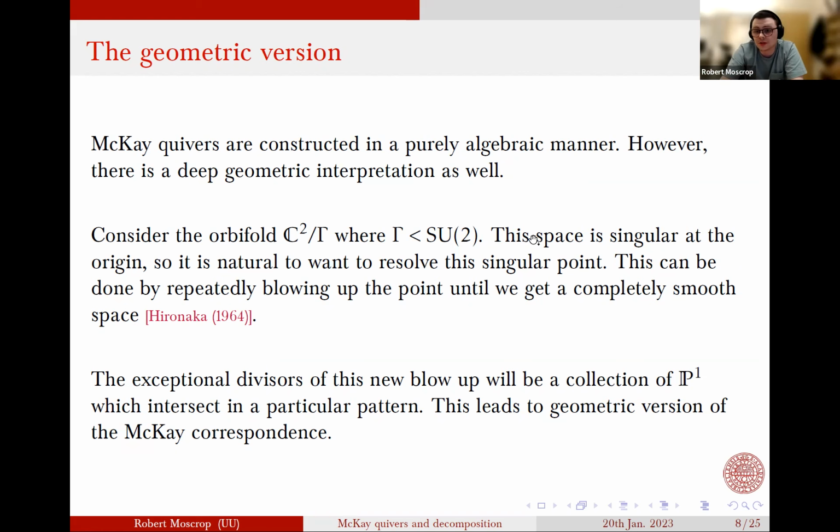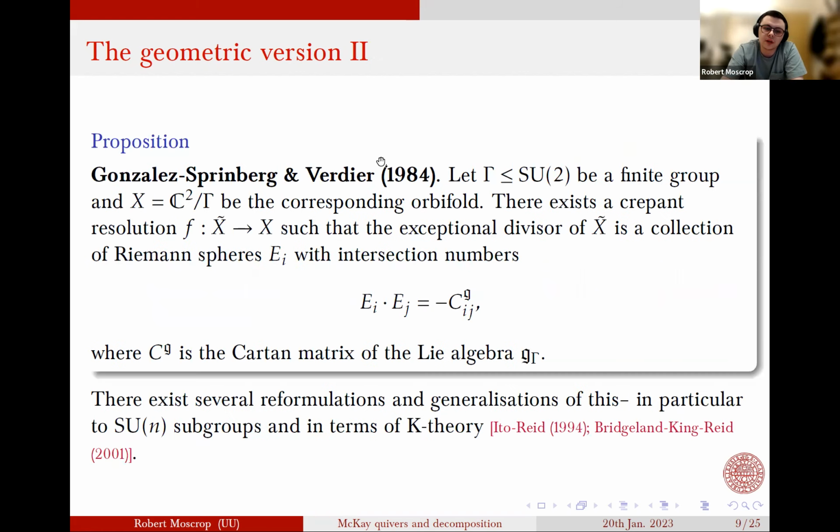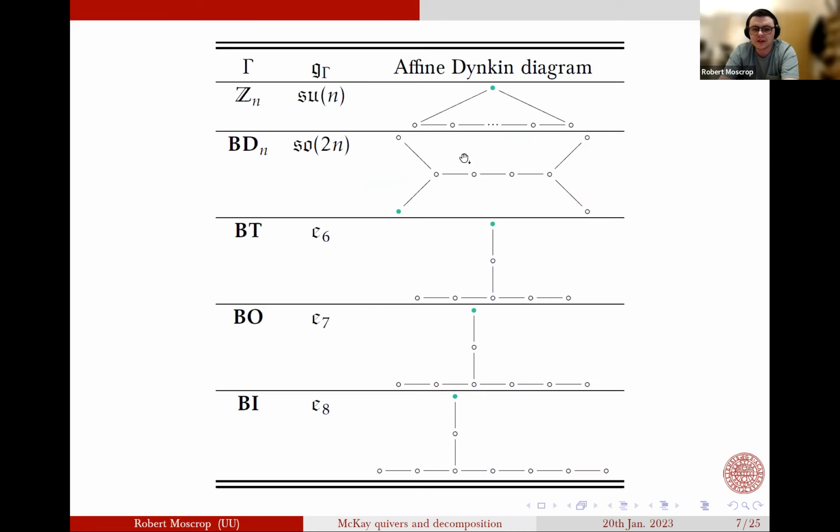And this is exactly the geometric version of the McKay correspondence. So in 1984, Gonzalez-Sprinberg and Verdier carried out this kind of computation, checked in all the cases, and they found that for any finite subgroup of SU(2), you can find a crepant resolution of this orbifold, such that the exceptional divisor is just going to be a bunch of Riemann spheres, and they intersect according to this formula. So here, this C_ij is just exactly the Cartan matrix of some Lie algebra, and the question is which Lie algebra. It's exactly this one given in the table.